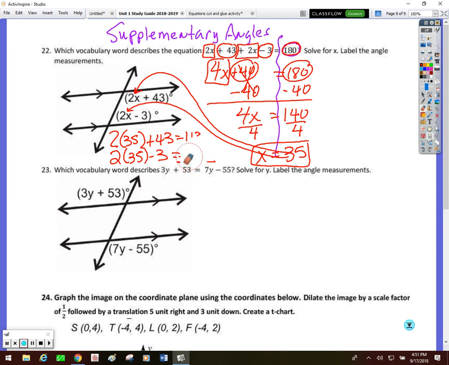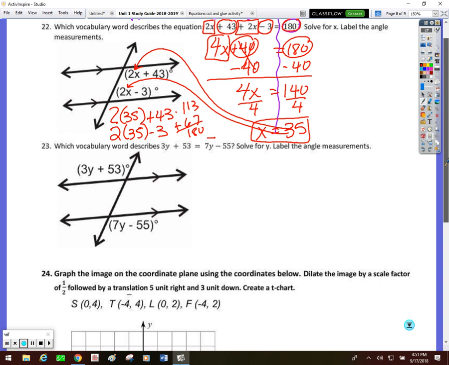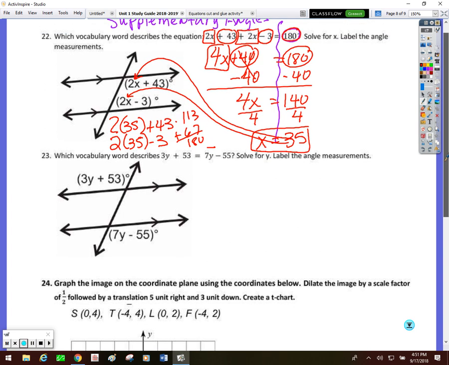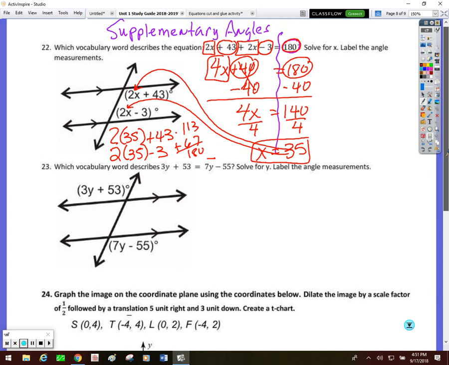Let me move this out of the way because we're going to have to use this real quick. So 113 plus 67 is 180, right? Okay. So now we're down to just a couple more left, guys. I know you're doing an awesome job. I know you're getting tired, so let's work a little bit harder. All right, so here we go.